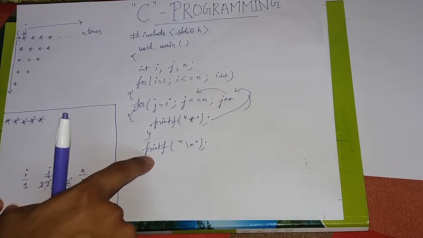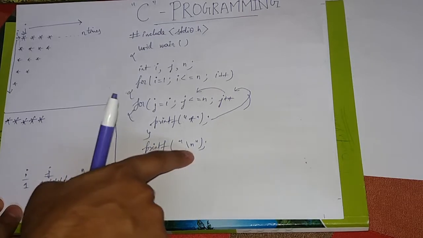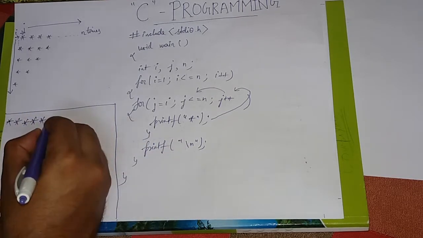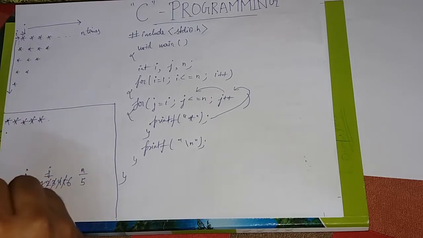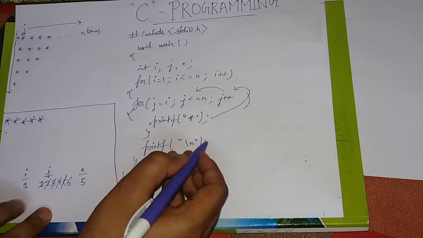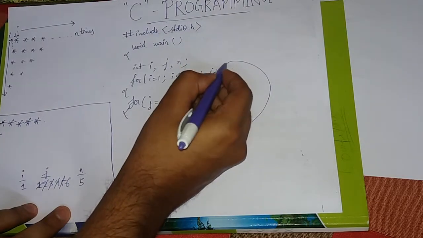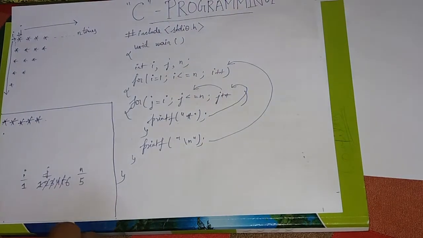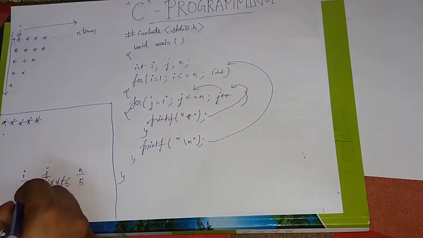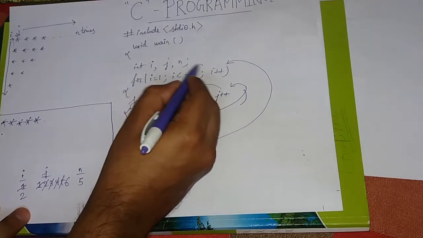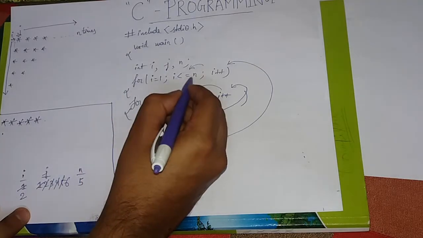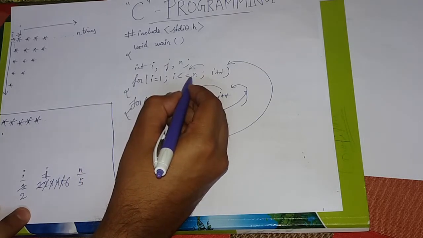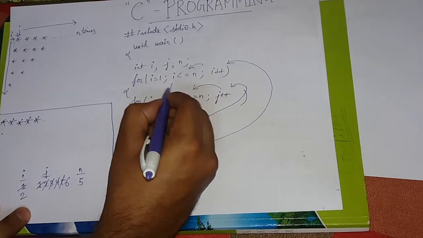After coming out of the j loop, it will encounter this line, printf backslash n. So the backslash n will bring the cursor to the next line. So now the cursor will be here. Now after this line, it will increment the value of i. So now the value of i will be 2. It will check this condition now, is i less than or equal to n. So is 2 less than or equal to 5, which is true. So it will get inside.